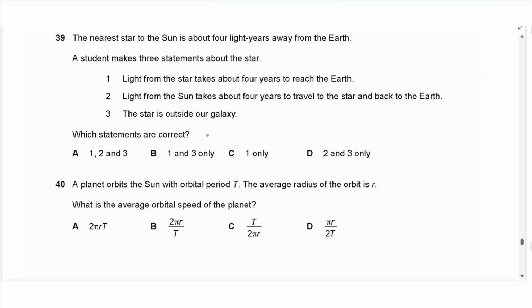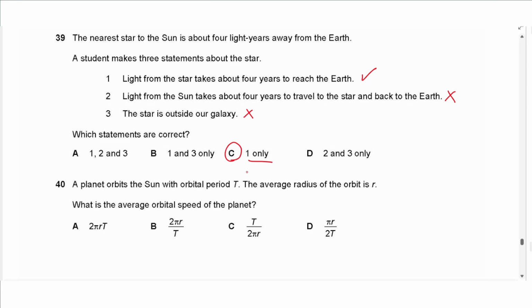Question 39 says the nearest star to the Sun is about 4 light years away from the Earth. A student makes 3 statements about the star. Light from the star takes about 4 years to reach the Earth. That is correct. Light from the Sun takes about 4 years to travel to the star and back. No, that would be 8 years. So this is wrong. The star is outside our galaxy. No, it's inside our galaxy. It is the nearest star and we are in our own galaxy. So this is wrong. So which statements are correct? One only. So the answer is C.